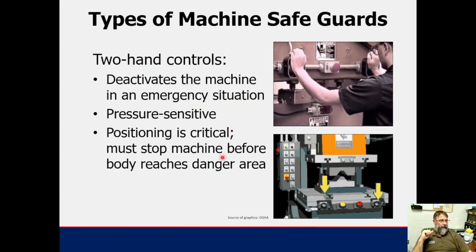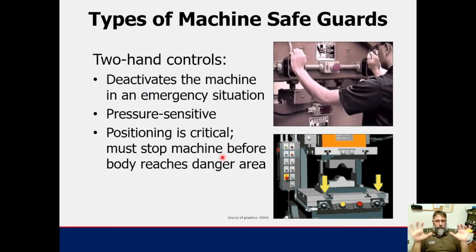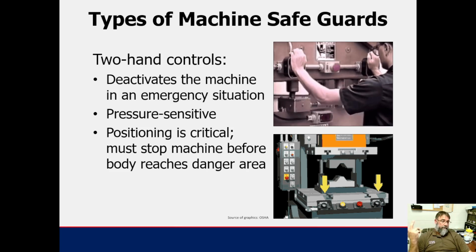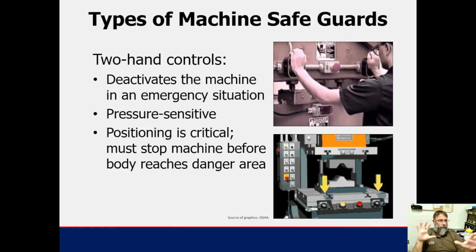Two-hand controls need 2 hands to activate the, in this case here, the press is moving in a downward motion. Both need to actuate in order for it to work. It's nice, if one button is not pressed, then the machine won't work. So if your hand's inside the machine, you press it, nothing's going to happen.